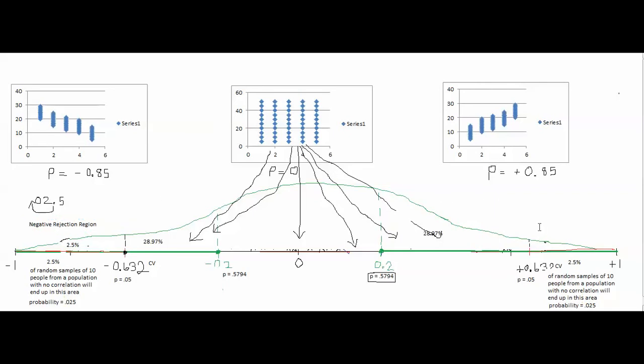And this area out here that's only reached 2.5% of the time by samples coming from this population is called the positive rejection region. The positive rejection region includes all outcomes starting at the positive critical value and going out toward the right.